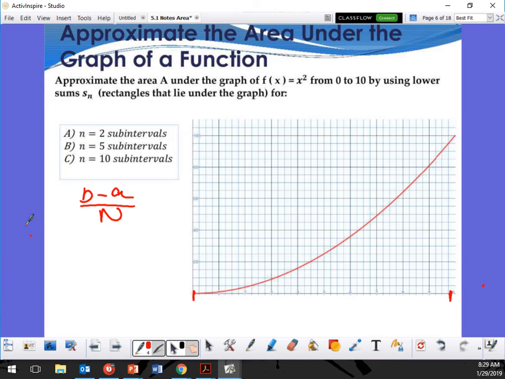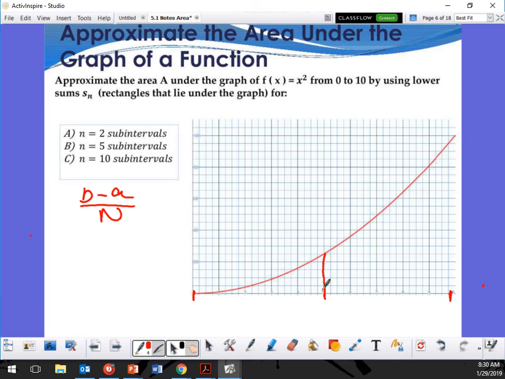So it's all my x values from start to finish divided by how many parts I want to break it up into. In this case, what is my B value? 10. What is my A value? 0. What is my N value? 2. So it goes from 0 to 5, from 5 to 10. Yeah, that's right. There it is, that is my 5.